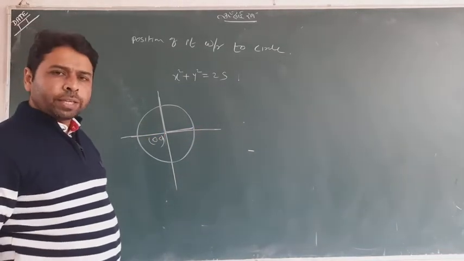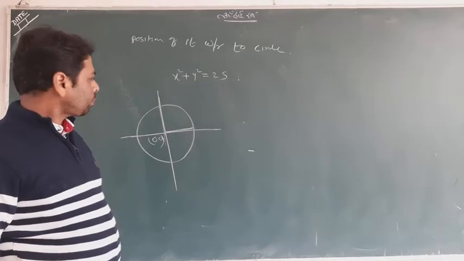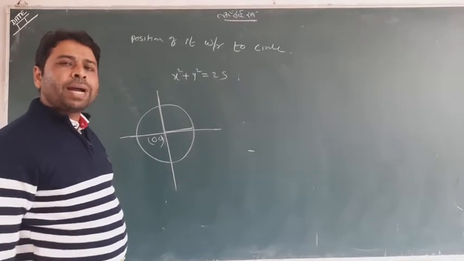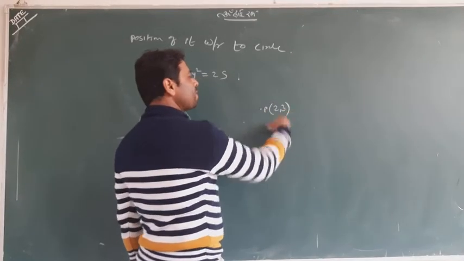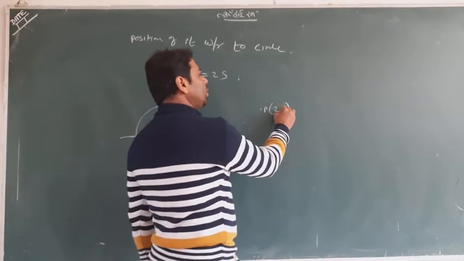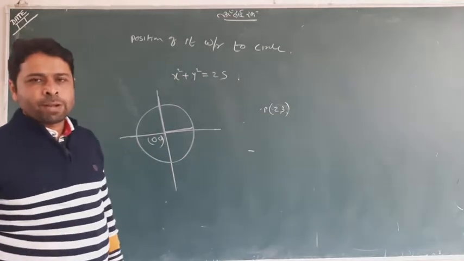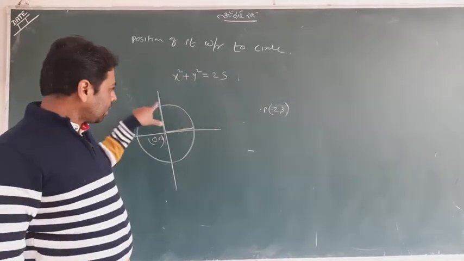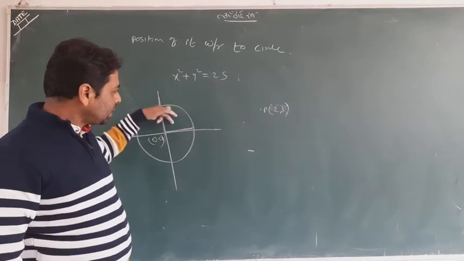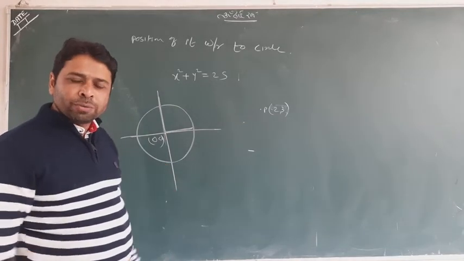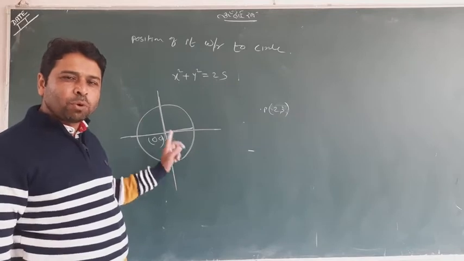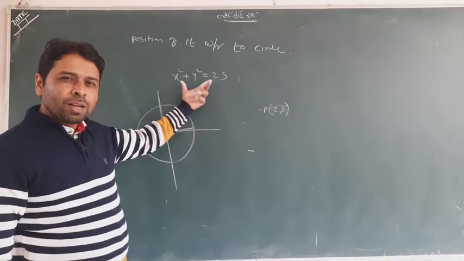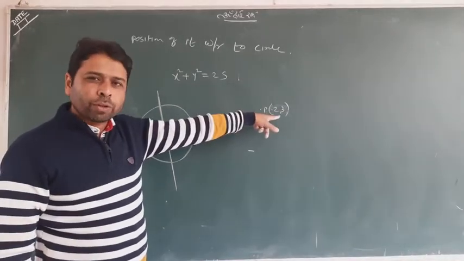Now I am telling you one thing: if you want to find the position of any point, like if I say P(2,3), where does it lie? On the circle, outside of the circle, or inside of the circle? I don't know. This is only a rough structure of the circle. We only know this is the equation of the circle, and I am finding the position of the point.